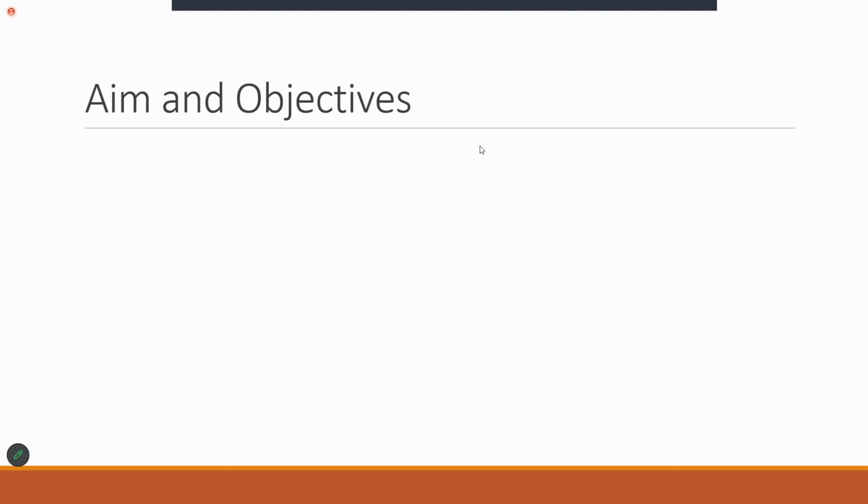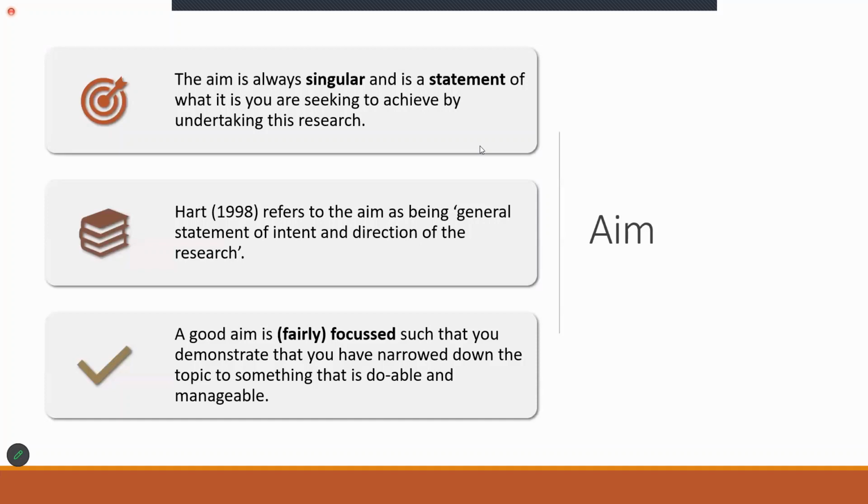Having discussed the background and the problem statement, next is developing the aim and objectives. Your study will have one aim and several objectives. The aim should always be a singular statement: what it is you are seeking to achieve by undertaking this research.